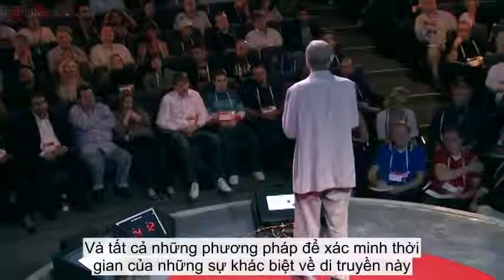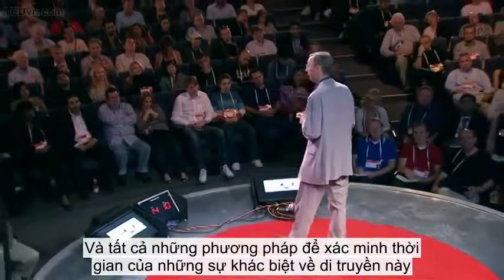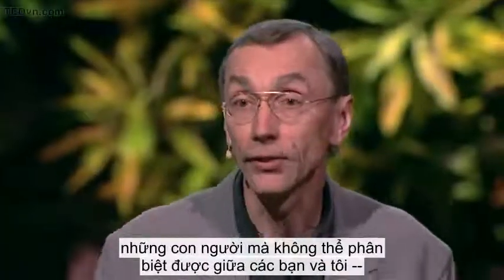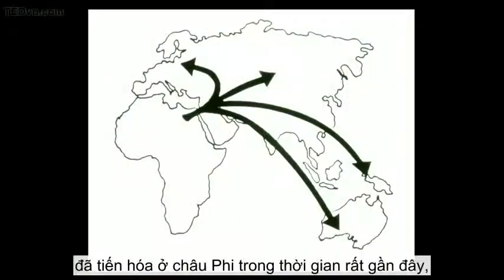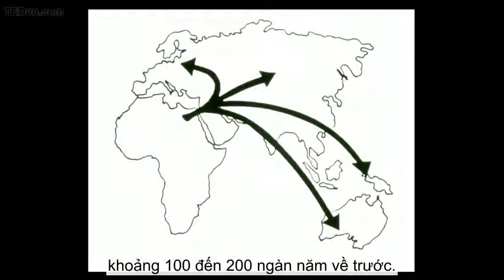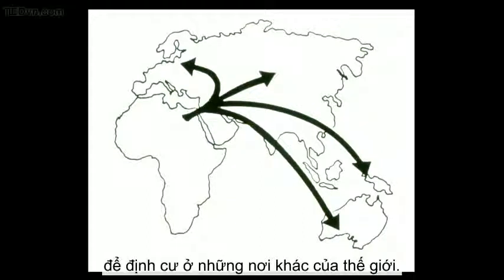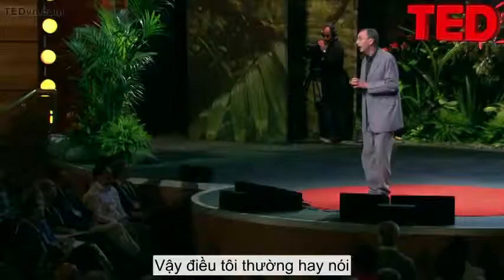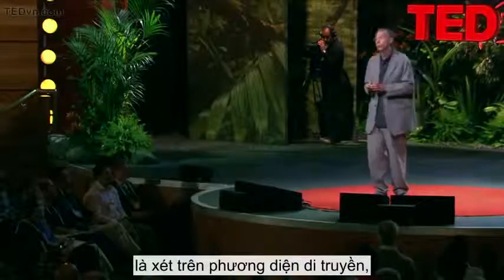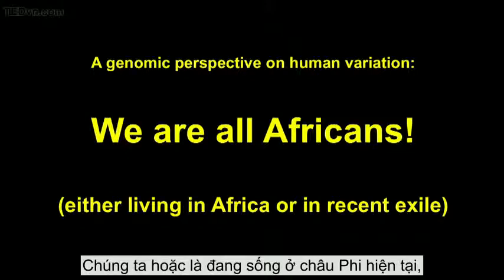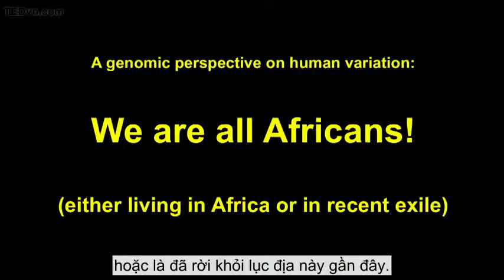Together with methods to date these genetic differences, this has led to the insight that modern humans, who are essentially indistinguishable from you and me, evolved in Africa quite recently, between 100 and 200,000 years ago, and later, between 100 and 50,000 years ago or so, went out of Africa to colonize the rest of the world. So what I often like to say is that from a genomic perspective, we are all Africans. We either live inside Africa today or in quite recent exile.